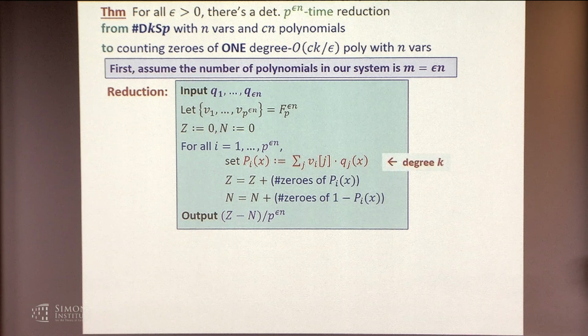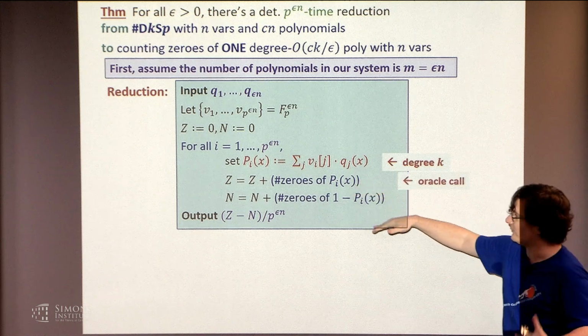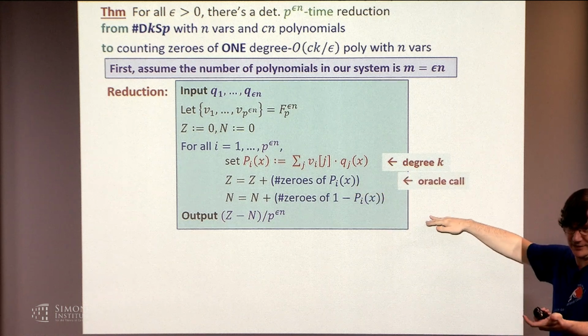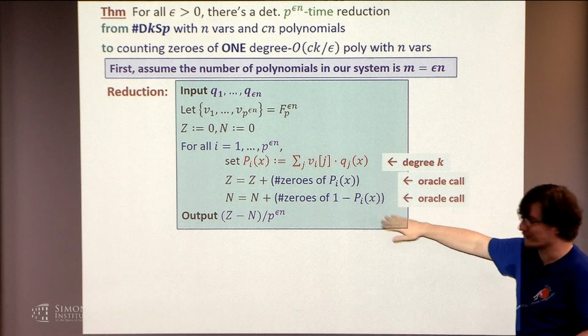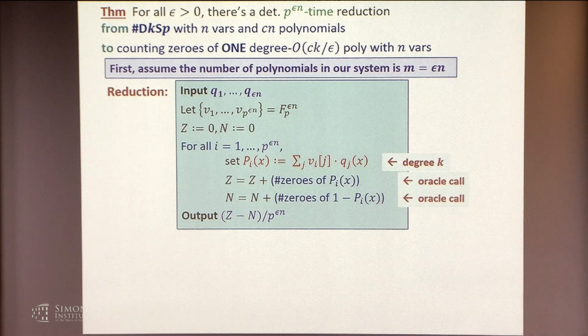Obviously this thing is degree k if all the polynomials are degree k. So in fact, there's no change in degree here. And this is one oracle call to counting. The number of variables didn't change. So we're good. And there's another oracle call to counting. So we're making p to the epsilon n times 2 oracle calls.